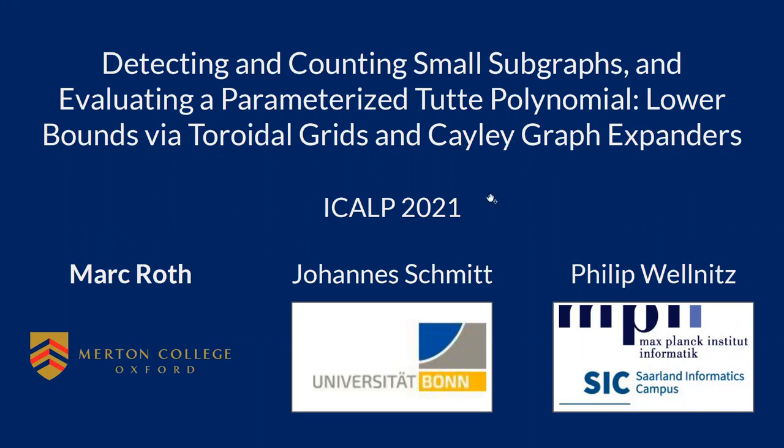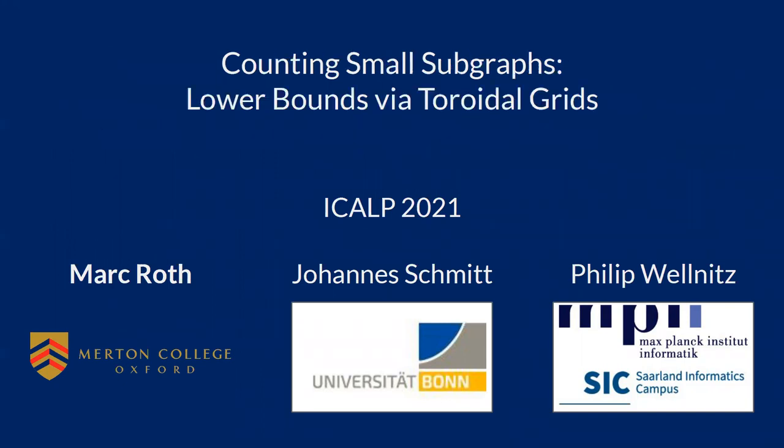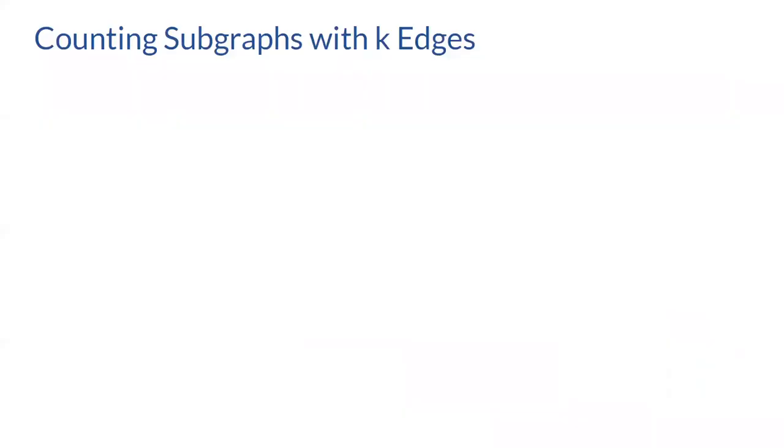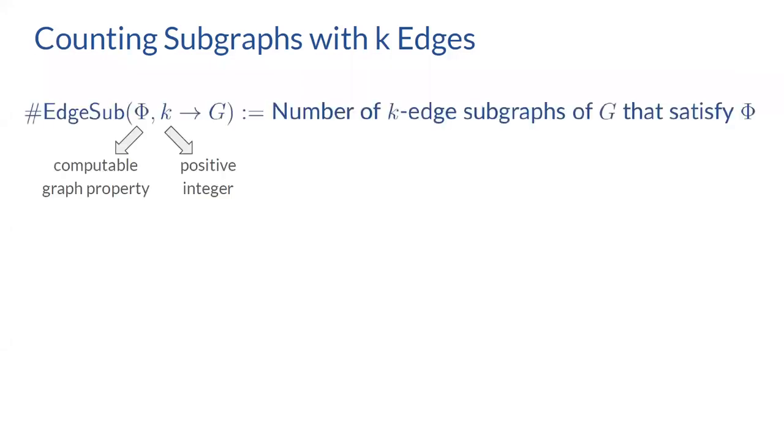This is joint work with Johannes Schmitt from the University of Bonn and with Philipp Wellnitz from the MPII at Saarland Informatics campus. You see the title is quite long, definitely too long for a short video, so let's only talk about a subset of what we actually did, namely about the complexity of the problem of counting small subgraphs. More precisely, we will be interested in counting subgraphs with k edges.